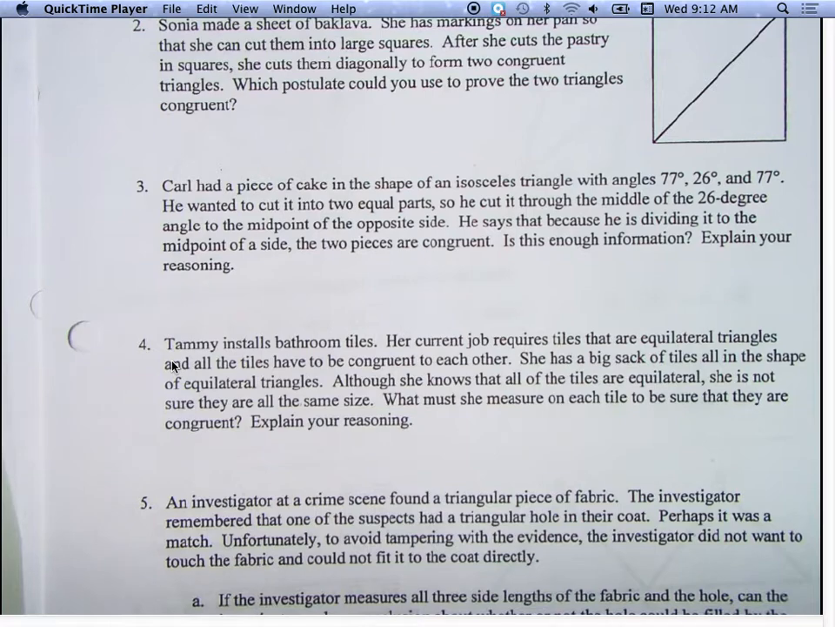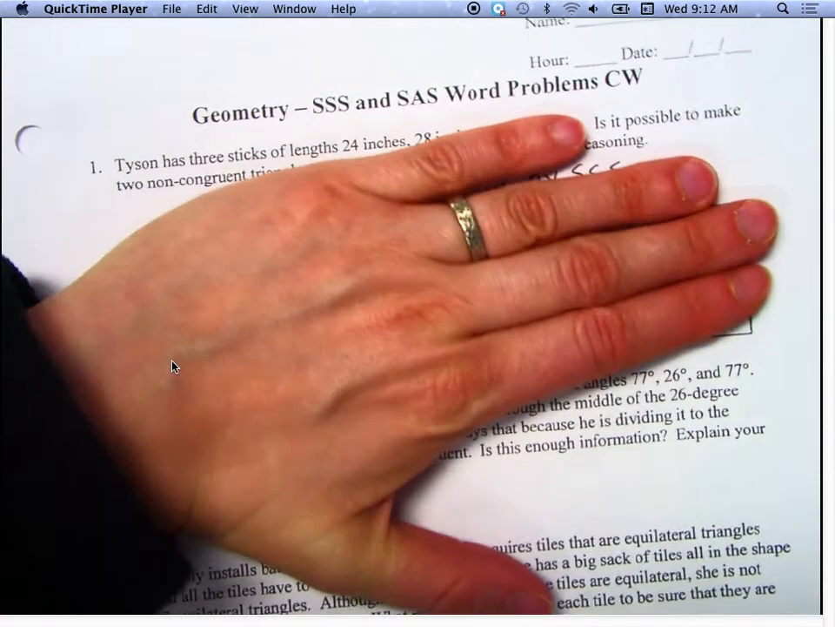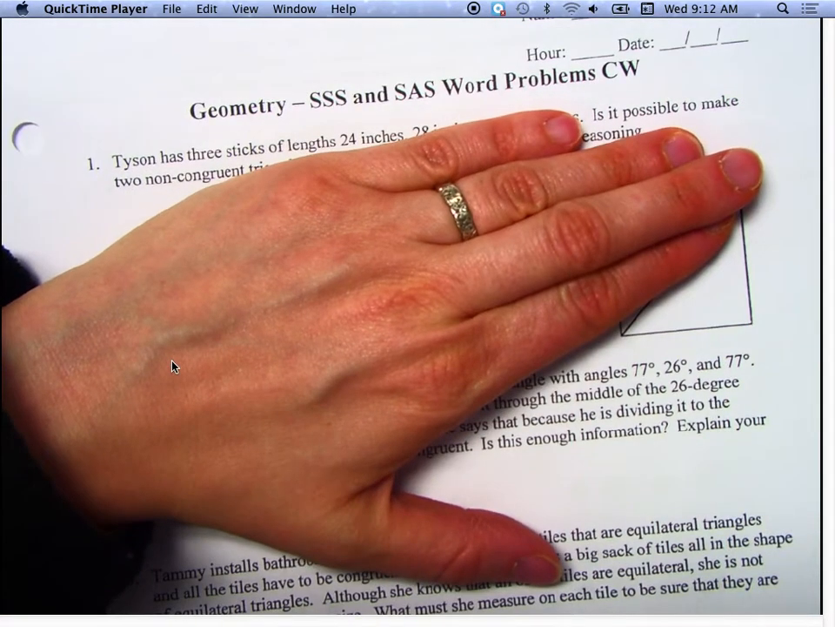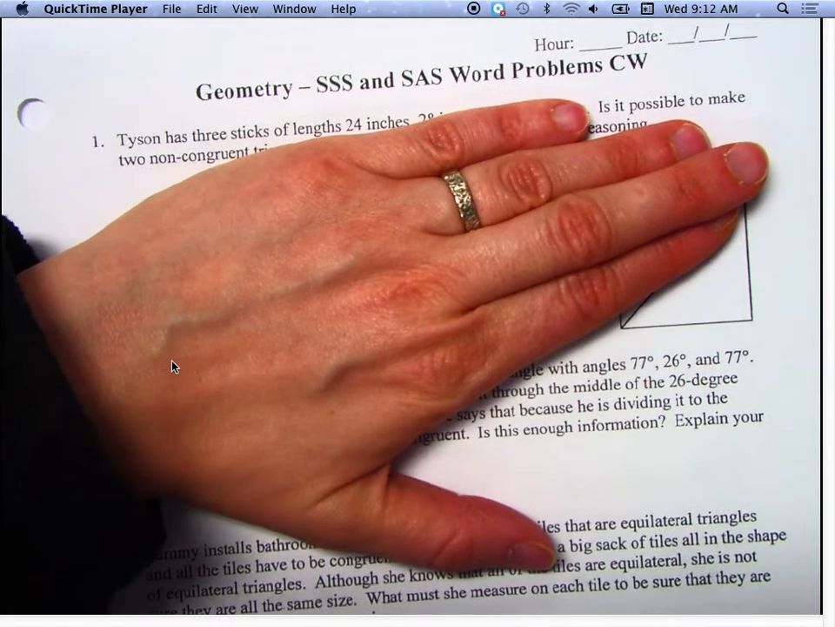We're looking at story problems with side, side, side, and side, angle, side. So we're looking at the classwork that is worth points. This is due today as well. You should be able to get it done in class. If you can't, it will be homework for tonight, and I will check it in tomorrow.